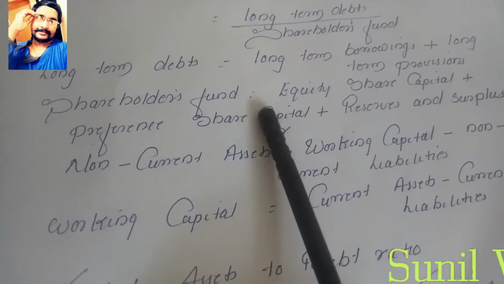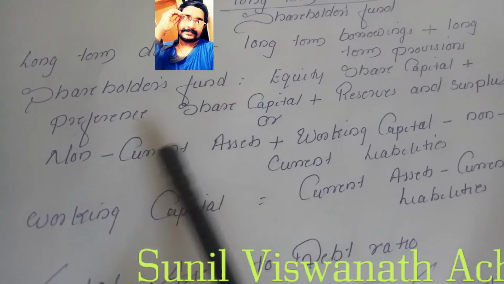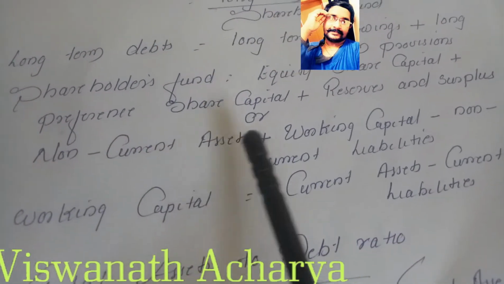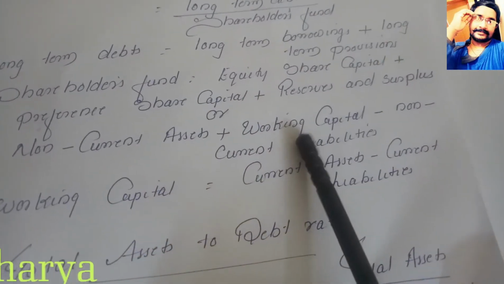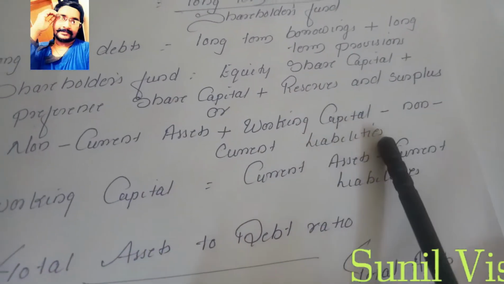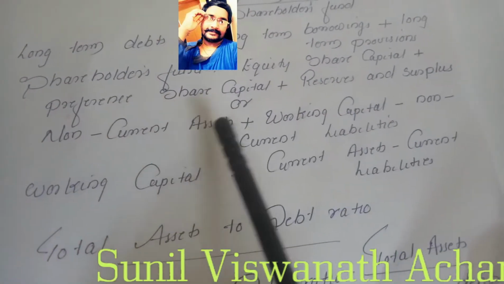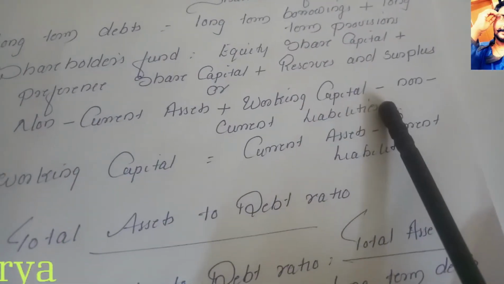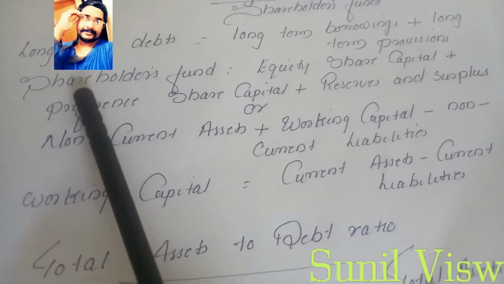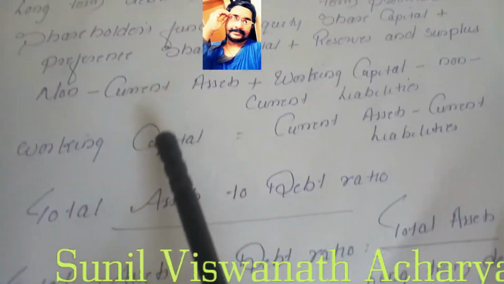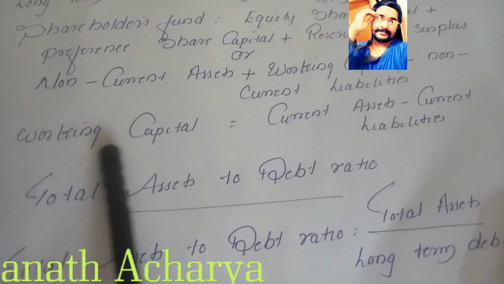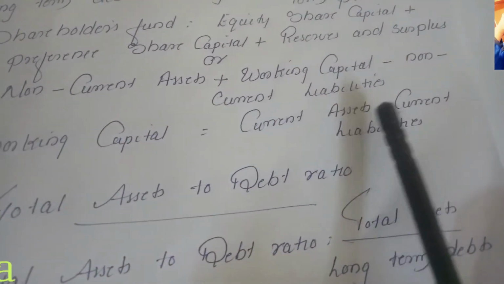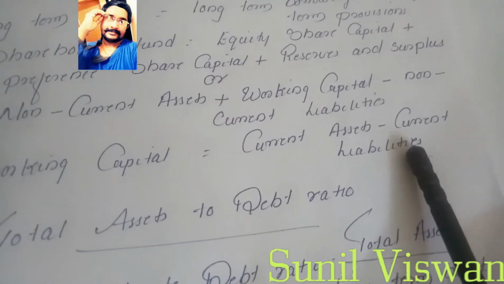Or another equation you can apply for shareholders fund: non-current assets plus working capital minus non-current liabilities. So non-current assets plus working capital minus non-current liabilities. This is also for calculating shareholders fund. Then working capital: working capital is equal to current assets minus current liabilities.